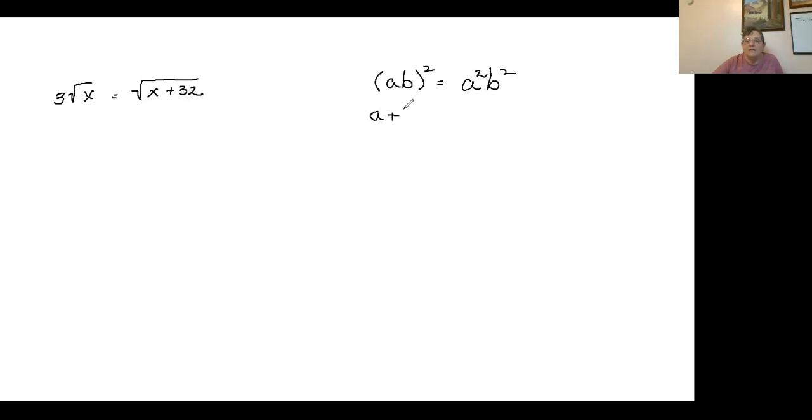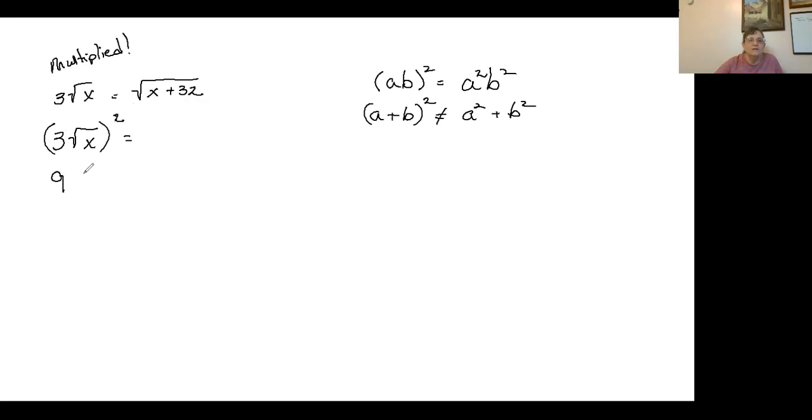It's when they're added that you can't just square each one. So since these are multiplied, then when I square this, I just square the 3 and I square the square root. So the square in the 3 becomes 9. Squaring the square root just gives me what was on the inside.